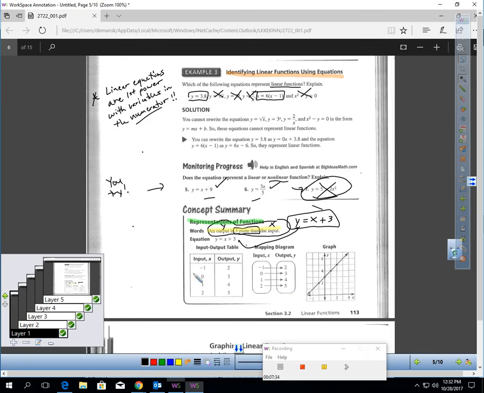Okay? Now there's 3 ways I can write this function. I could write it in table format. I could put values in for x, which will give me outputs for y. I could write it as a mapping diagram, or I could graph this data. I could have the data displayed in 3 ways: table, mapping diagram, or graphing. You might want to write that down in your notes. You can represent a function by table, mapping diagram, or graph. In fact, you might want to pause the video and write those 3 things down.